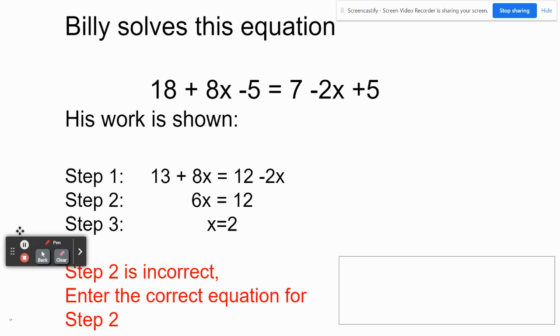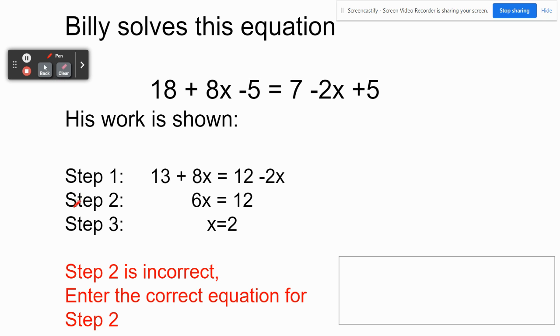So as I look at this, let me move this up here too. Step 2 is incorrect. So let's look at this equation, and if we were going to solve this, first of all, they did like terms. Make sure you understand that. 18 minus 5 is going to be 13. So that's correct. They said step 2 is wrong. Step 1 is correct. 7 and 5 is 12. So make sure you understand like terms first. And when you get to this point, you should have no issues handling business here. Letters to the left, constants to the right.